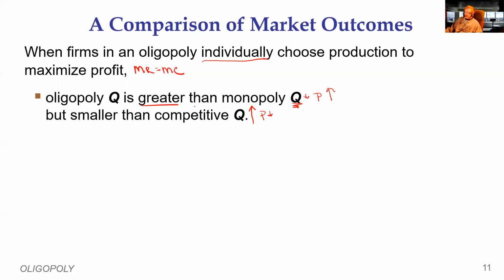It's greater than a monopoly, so they're going to produce at a higher quantity than the quantity of a monopoly, but they're going to produce less than the quantity of a perfectly competitive market. So you might put it this way: quantity of perfectly competitive, quantity of a monopoly, and quantity of an oligopoly. The perfectly competitive quantity is going to be greater than an oligopoly, and an oligopoly will be greater than a monopoly.